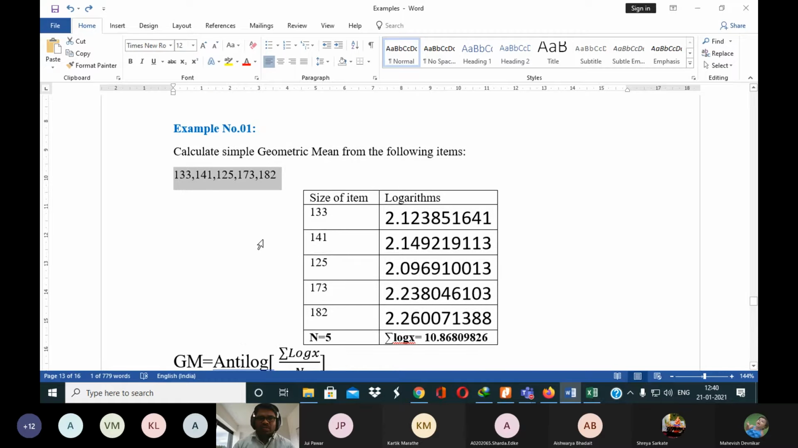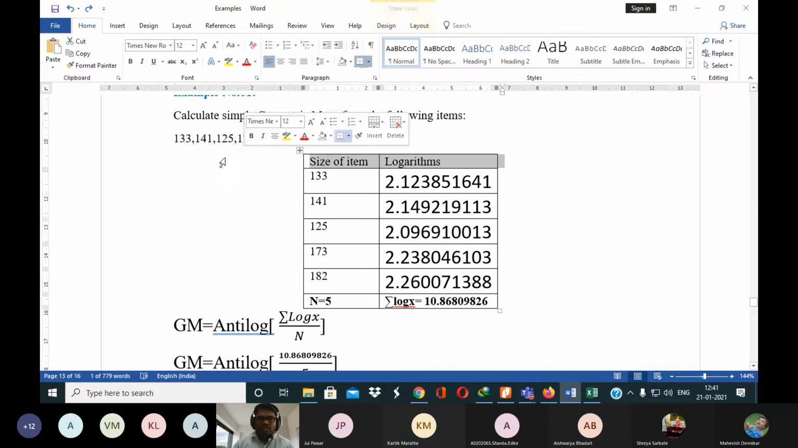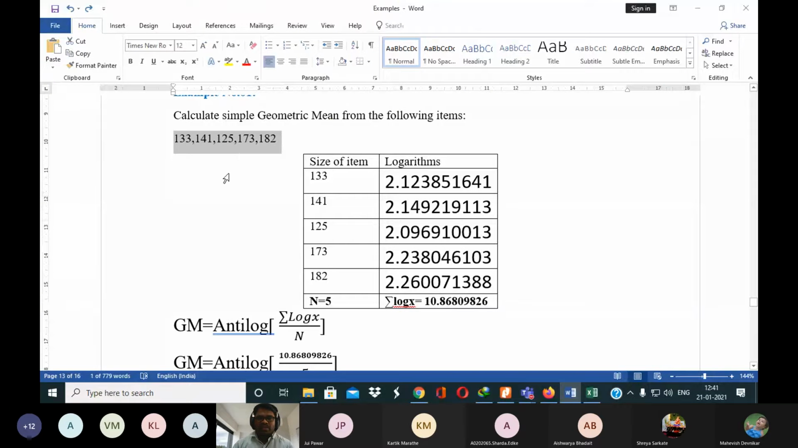So this example we also saw in the previous lecture. In this example we saw the calculation of the geometric mean in the individual series, so data is given in the individual series. For illustration purposes we have used a very small amount of data, but in your examination your data may be very large. Therefore you have to be careful while writing the total number of items. Here the total number of items is 5, and we write all the items into one table.